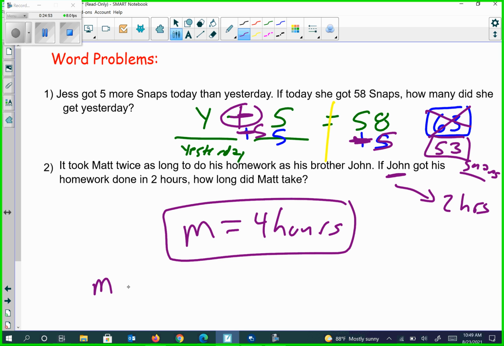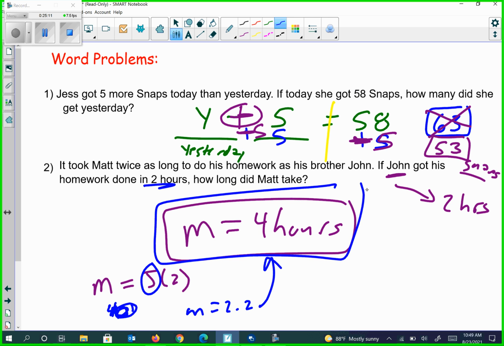So basically you said Matt is John times 2. And we can start subbing things in. We know that John only took 2 hours, so m equals 2 times 2. And again, I'm showing more work. I mean, we got to this with just logical thinking, which is fine. How are we doing on this? Was that it? There was no more? That was as far as we could go?